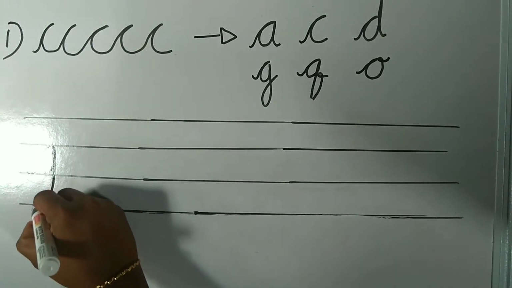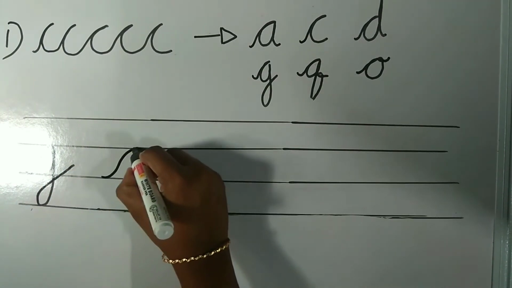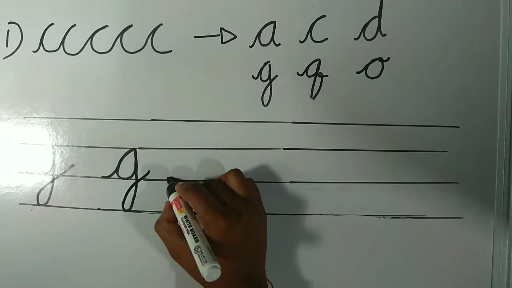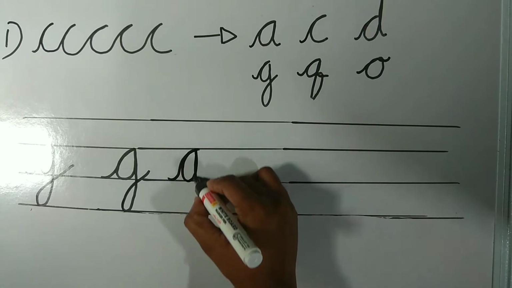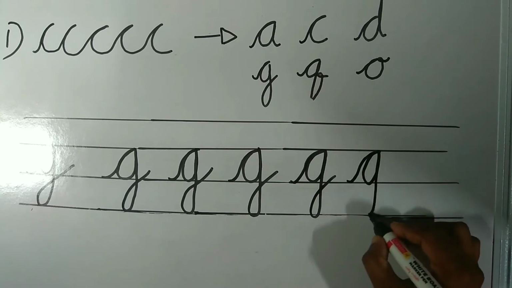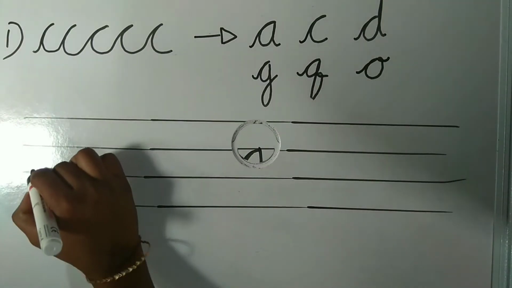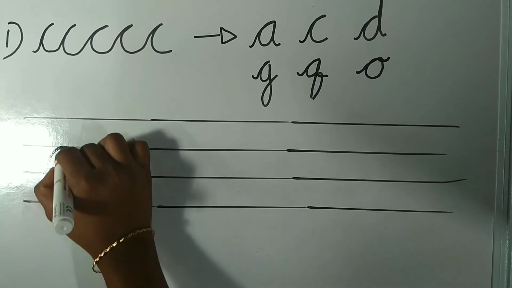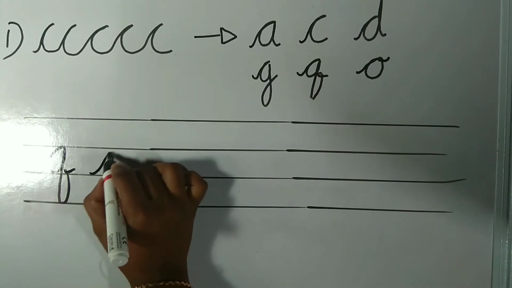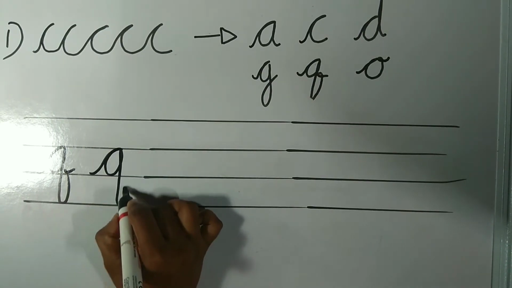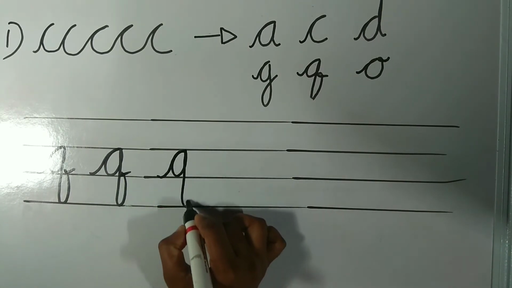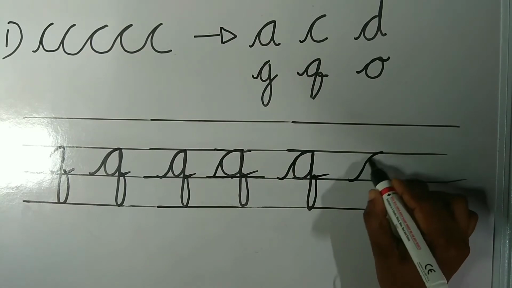Next letter is G. Start from the third line, write like A, then come down and cross it. Once more, start from the third line, write like A, come down, then cross it. Next letter is Q. It also starts from the third line. Write like A, then come down, then go up and touch the third line. Once more, write like A, go down, touch the third line.